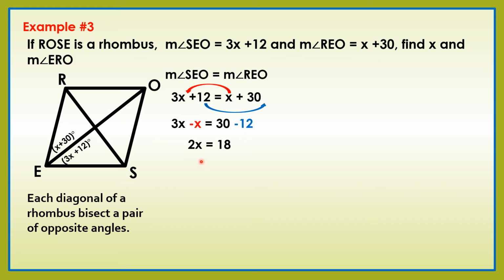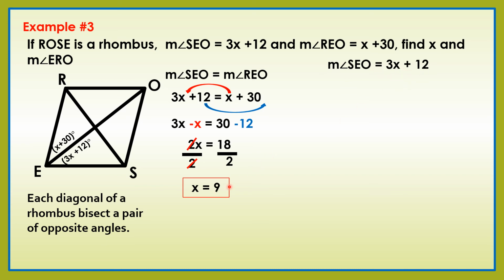So, kinakailangan nating isolve si x. Therefore, we need to divide both sides by 2 para makancel out natin si 2 at matira na lang si x. And then, divide natin si 18 and 2, that is 9. Therefore, the value of x is 9. So, kung meron na tayong value ng x, pwede na nating i-substitute dito sa given na angle. So, yung angle na dalawa, pwede kayong pumili kahit alin sa kanila, pwede nating gamitin. So, gamit ako ng measure ng angle SEO which is 3x plus 12.